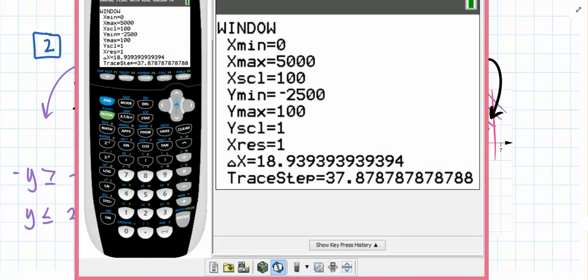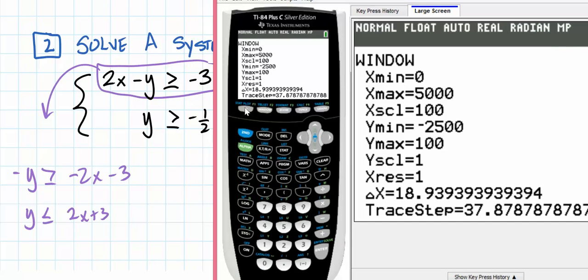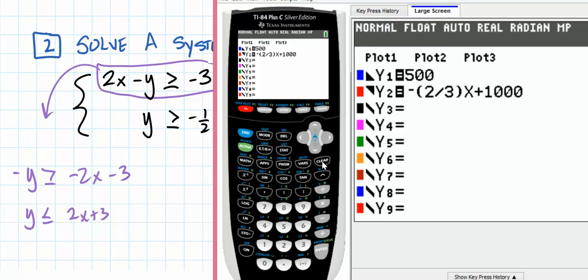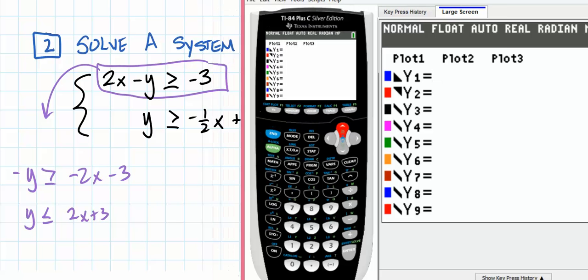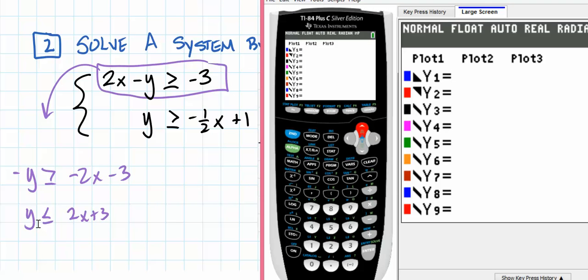Okay. So let's clear all this out if you have anything in there. Clear anything out that you might already have. And we're going to plug in 2x plus 3. 2x plus a 3. And then we're going to plug in a negative 1/2 x plus 1. So I'm going to go negative, parentheses, or actually I don't need that. I can just go 0.5x and then a plus 1. So I have both of them in there, right?